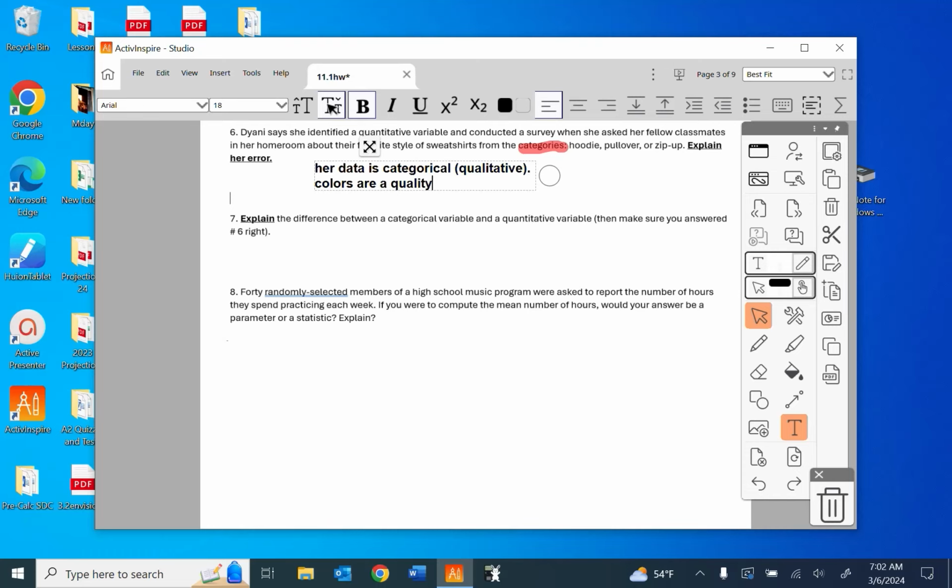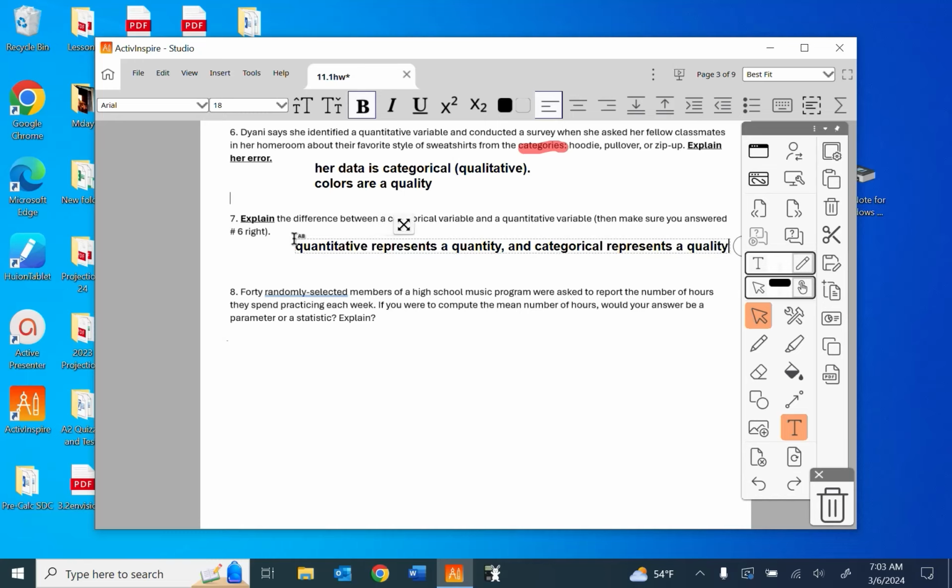Number 7, explain the difference between a categorical variable and a quantitative variable, and then make sure you answered number 6 correctly. So again, quantitative represents a quantity, and categorical represents a quality, plain and simple.